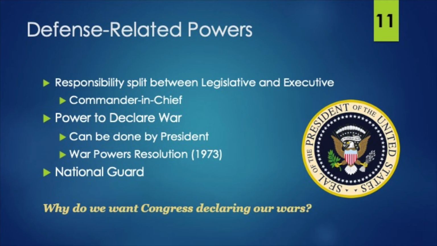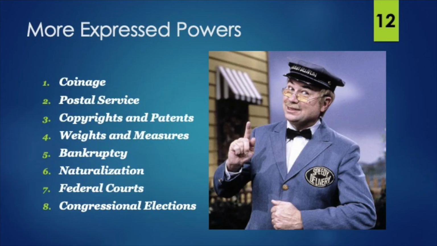And of course, we saw that happen here on January 6th when the riots broke out in Washington, D.C. So, yes, the state or national guards are governed by Congress and can only be sent out by the president, which again would be something you would call a check and a balance. Let's look at a few more expressed powers.